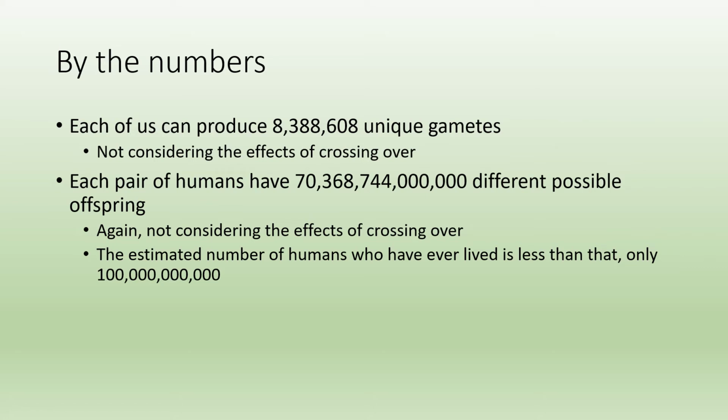Wow, let's see. There are 70 trillion different possible offspring. Whoa! And again, this is not considering the effects of crossing over, which we're going to get to in just the next slide. This number is significantly larger than the estimated number of how many humans have ever lived. Wow. So everybody who's ever lived has been genetically unique.